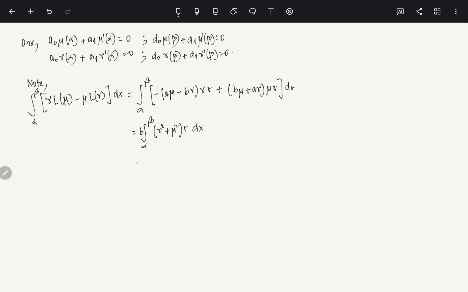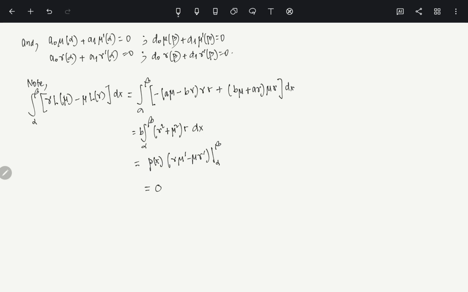Now, if you just calculate it, it is basically nothing but p of x times gamma mu prime minus mu gamma prime, from alpha to beta. Is it okay? And that is going to be 0. Why is it true? Can you guess why it is true?